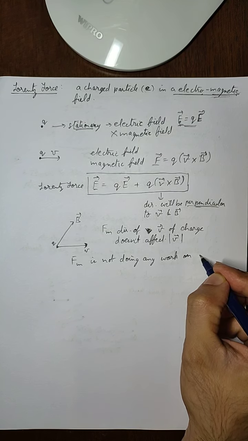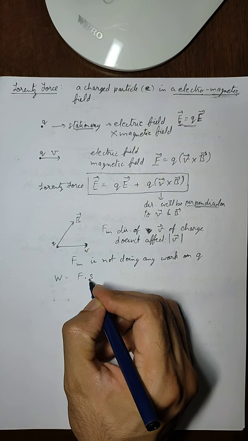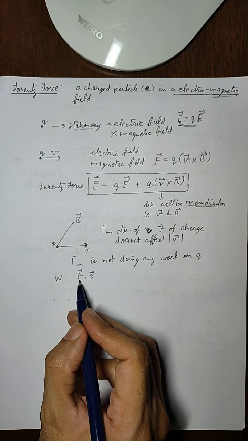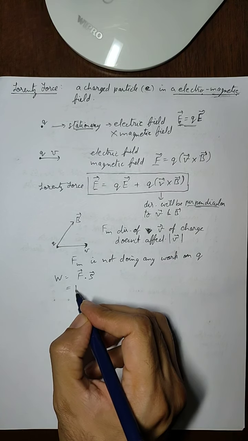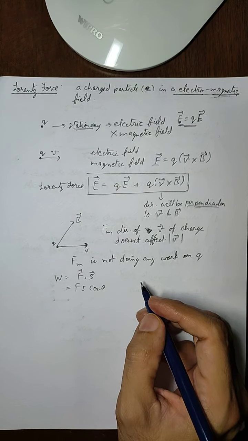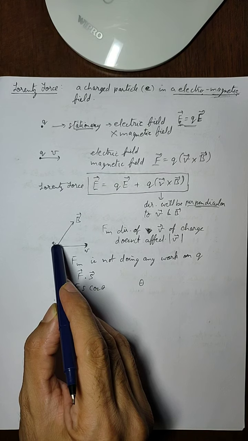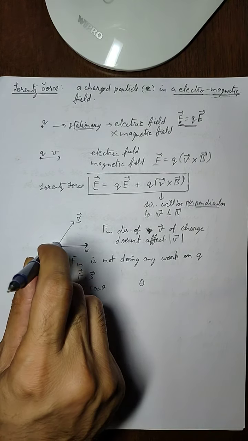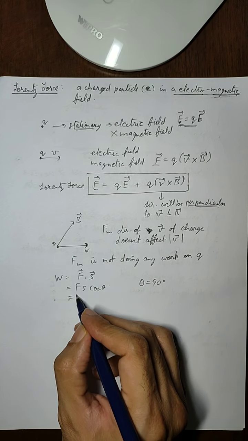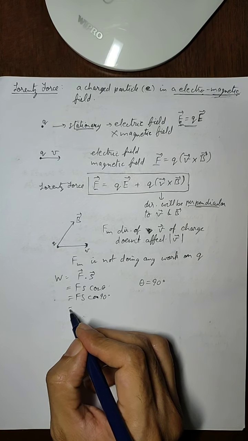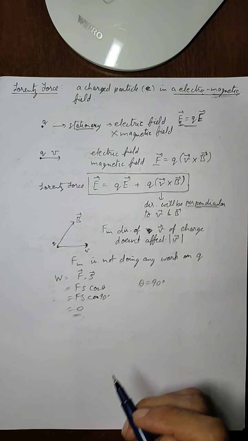How can we say that? We know that work done is equal to force into displacement. If this force is the Lorentz force, and it creates a displacement, then work is F s cos theta. The charge is moving in this direction, the force is perpendicular, so the angle theta between them is 90 degrees, and cos 90 degrees is 0. So the work done by the magnetic Lorentz force is 0 on the moving charged particle.